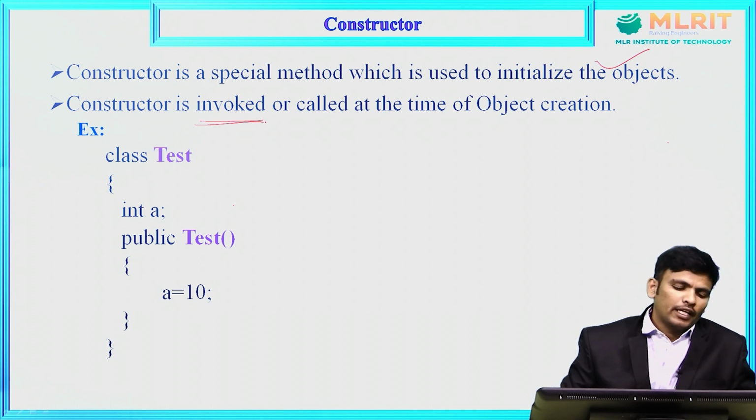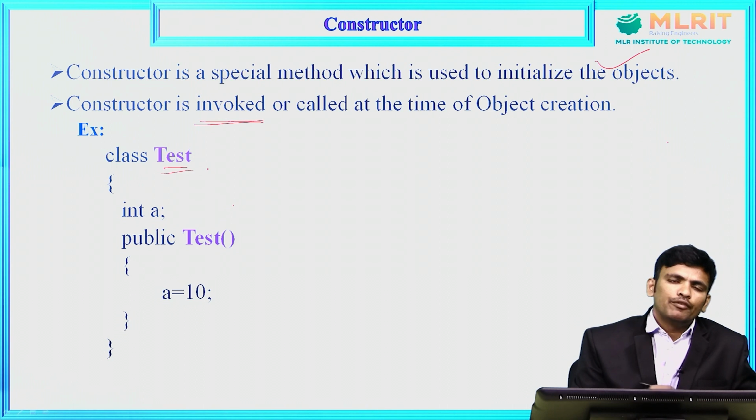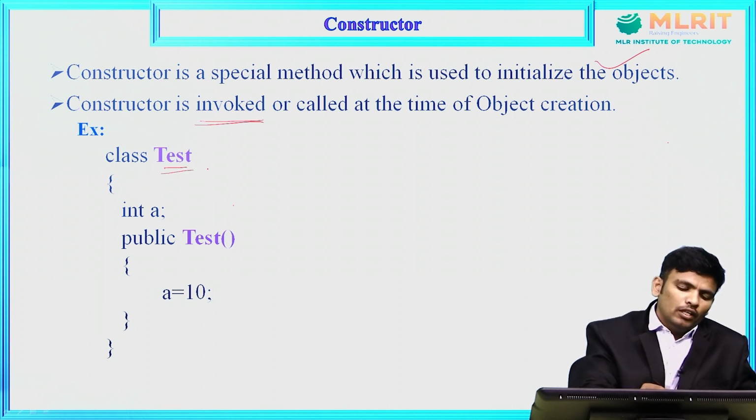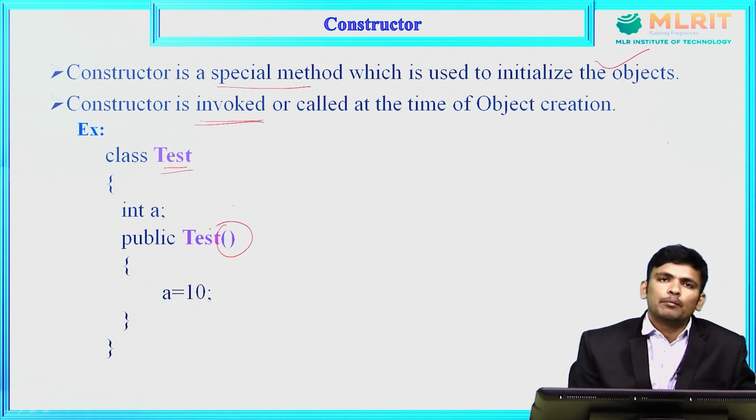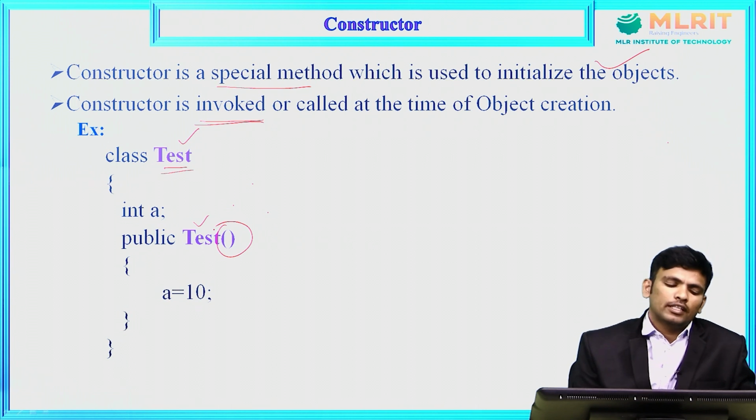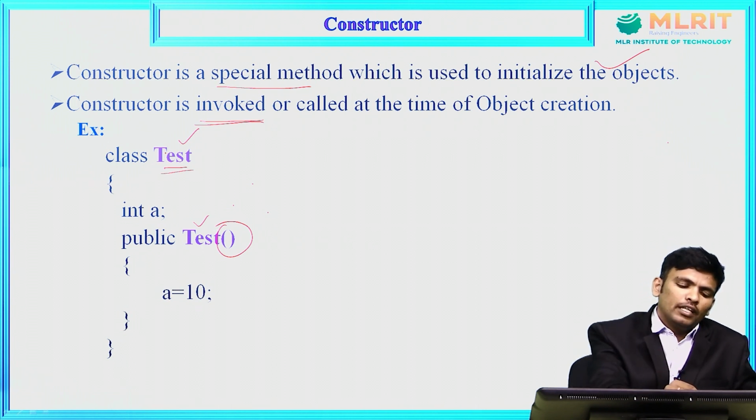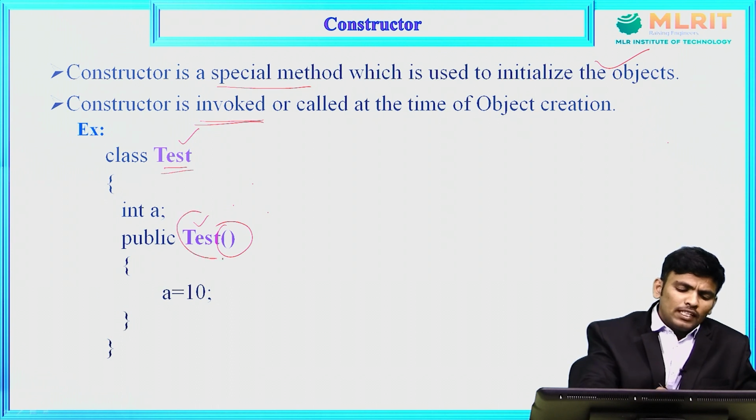Suppose you take an example, see here. Here I have a class, and the class name is Test. If you want to create a constructor, as I mentioned, the constructor is a special method. Method means parentheses are mandatory, and whatever the class name is, the same class name you need to take here. So, here the class name is Test, and here also you need to take Test, exactly the same name. So, it is a constructor.